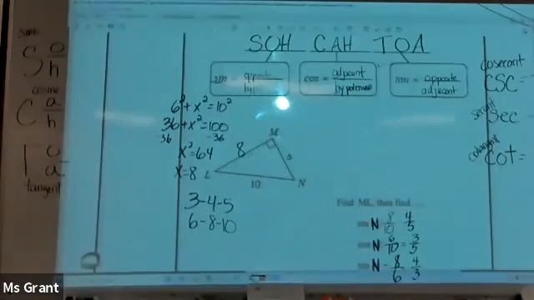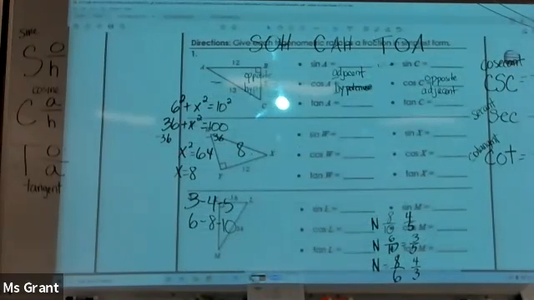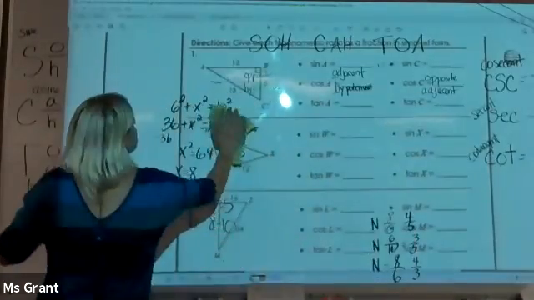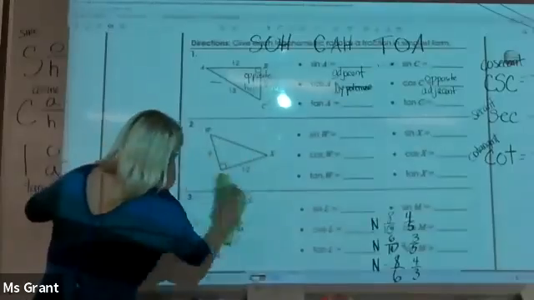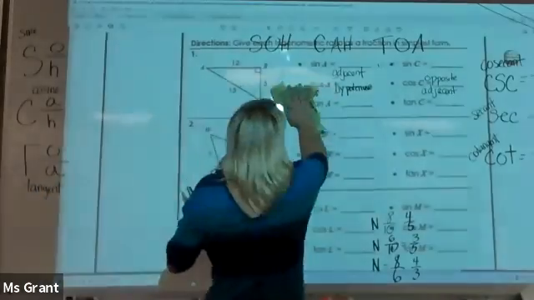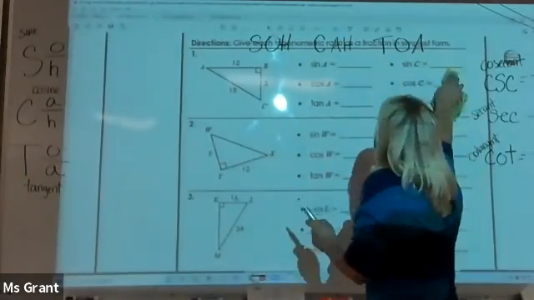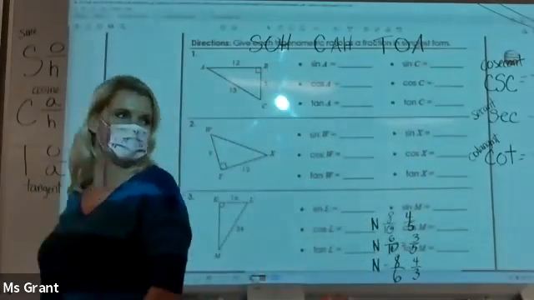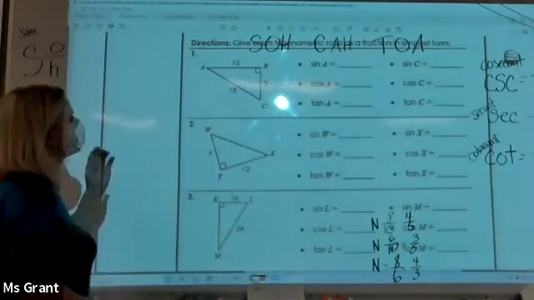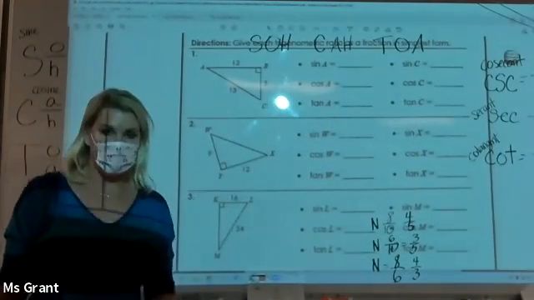All right, we're gonna practice. The next page has all the practicing. SOHCAHTOA. You need to have this memorized. You need to know that sine is opposite over hypotenuse, that cosine is adjacent over hypotenuse, and that tangent is opposite over adjacent. Can you write SOHCAHTOA on your paper, please?